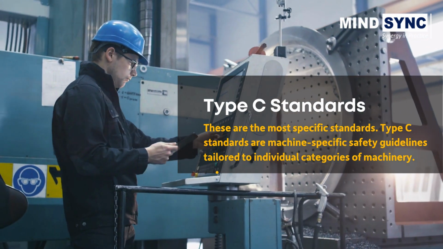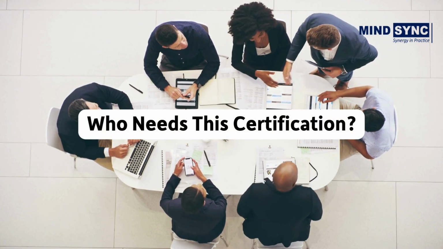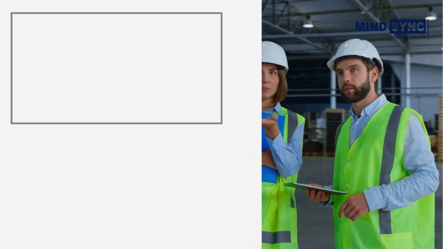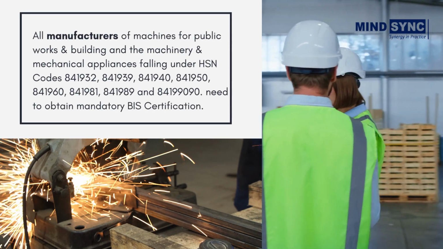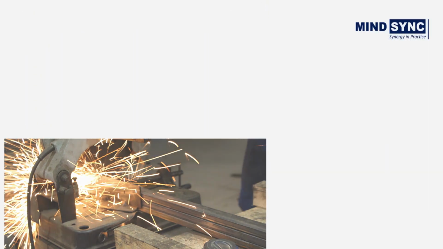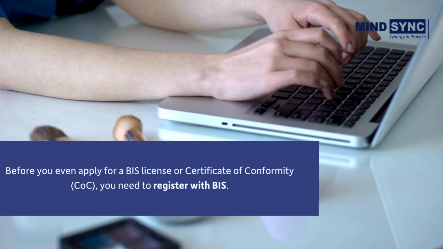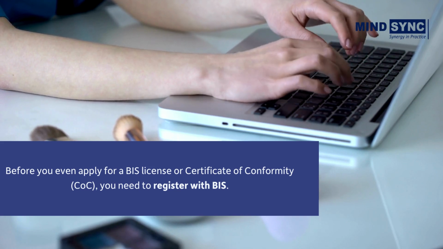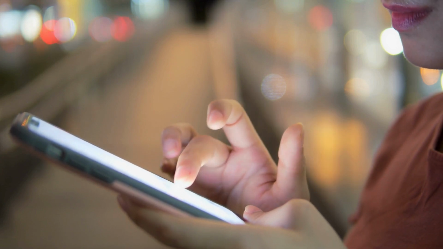This is a crucial point: who exactly needs to apply for BIS certification? All manufacturers falling under following HSN codes need to obtain mandatory BIS certification. Before you even apply for a BIS license or certificate of conformity, you need to register with BIS. If you need step-by-step guidance tailored to your products, you can always contact us using the details given in the description below.